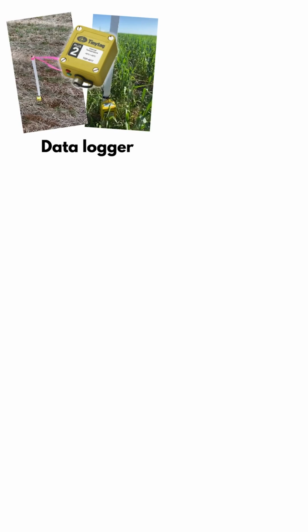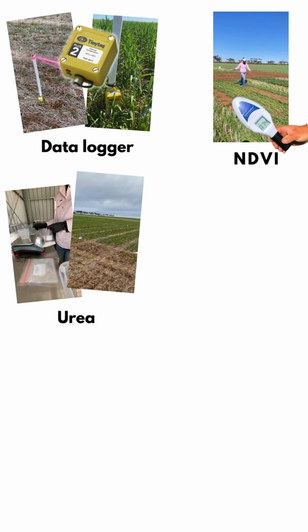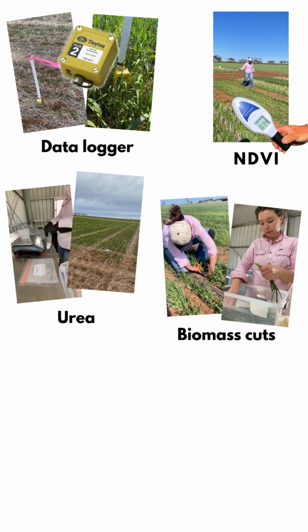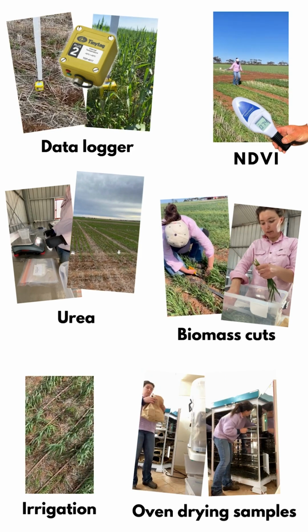In this video, we learned what a data logger is, found out how an NDVI scanner works. We packed, laid out and then spread urea, did some biomass cuts, irrigated some plots, and then oven dried our biomass samples.